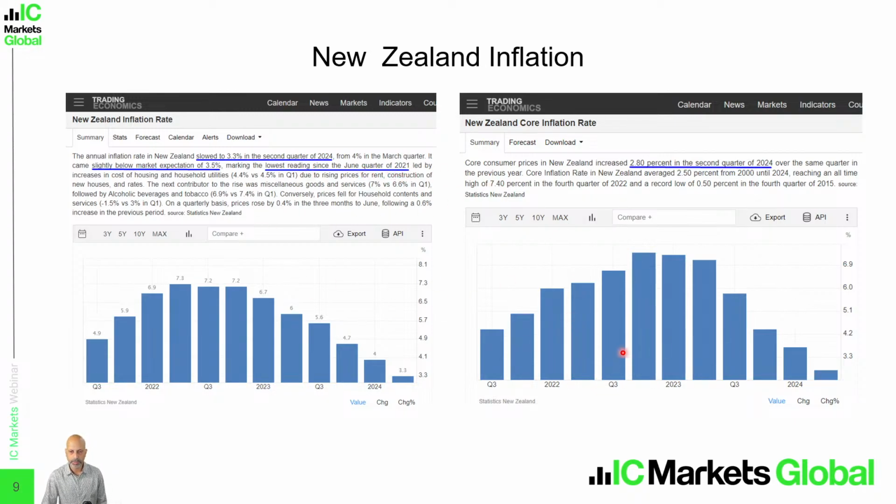So inflation seems to be heading in the right direction, and at the same time, we can also see economic output or GDP growth in New Zealand looking pretty weak, or stagnating. So that's part of the reason we can expect this rate cut to take place as well. It's in a bid to boost up the economy.